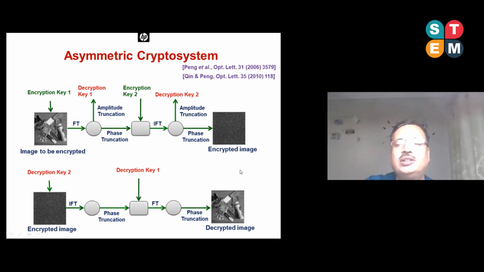Now in this process, what we have seen is that we do not require the use of encryption key 1 and encryption key 2 during decryption. That is why we call this an asymmetric crypto system. Here the encryption keys are different and the decryption keys are different. And this is what it gives you as the result. So this encryption scheme is much better as compared to the symmetric crypto system.